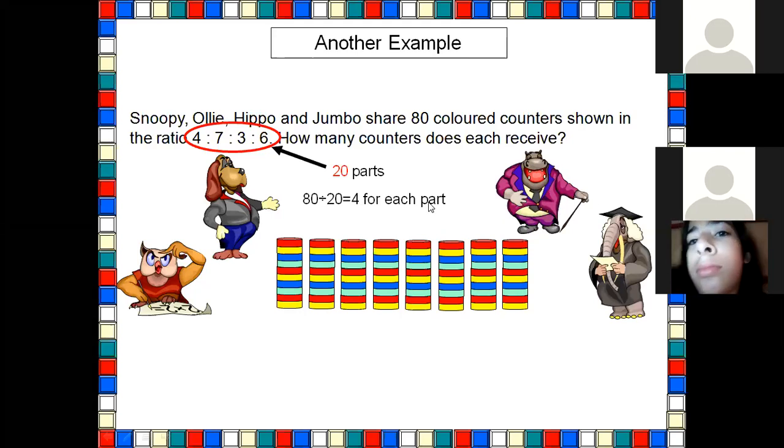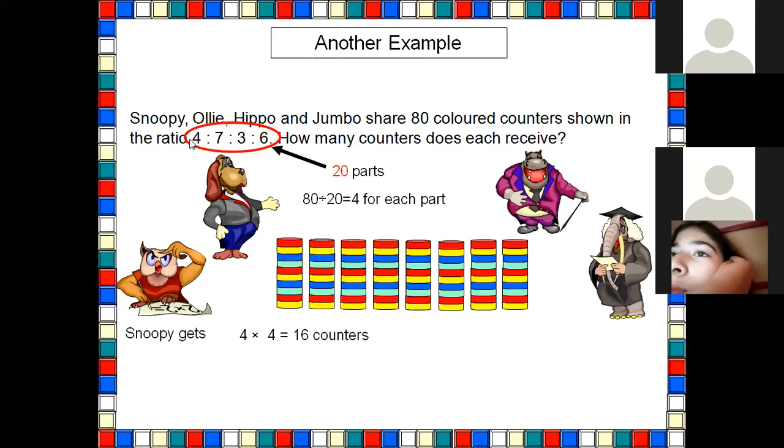Now look, let's start with Snoopy. Snoopy has 4 parts. For each part he will get 4. So 4 times 4, 16 counters. Now how many parts does Ollie get? Look, Ollie is the second name, so he gets the second part of the ratio, which is 7.